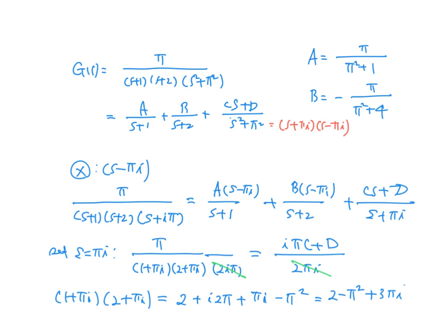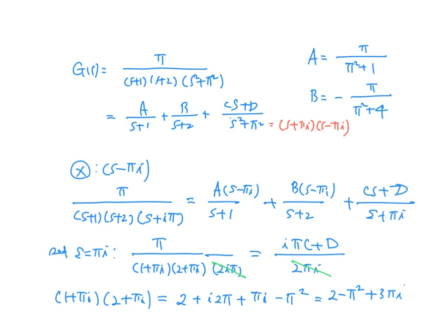I'm not sure if I remember everything. So I need one more page. And I forgot how to copy and paste, so it's 2 minus pi squared plus 3 pi i. Okay. So 2 minus pi squared plus 3 pi i, right?